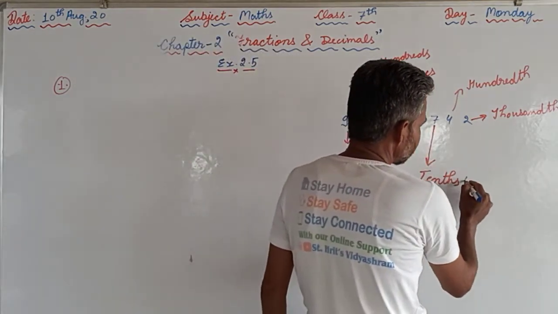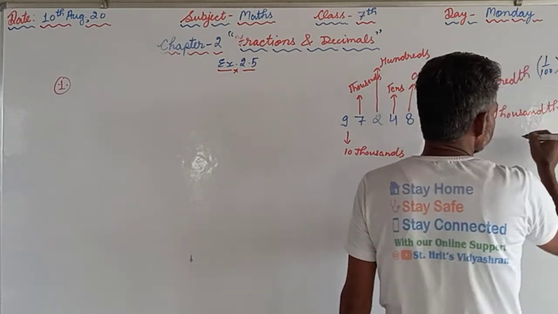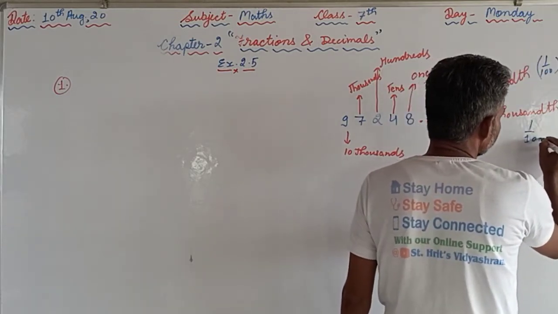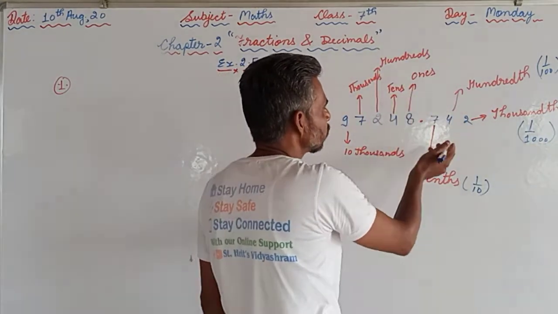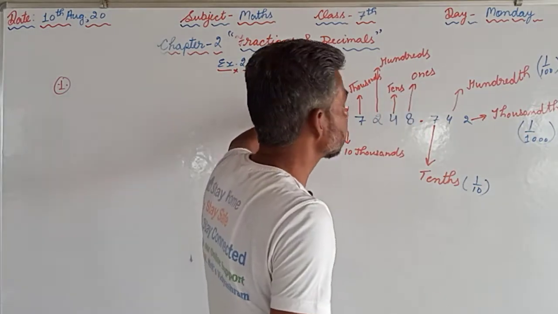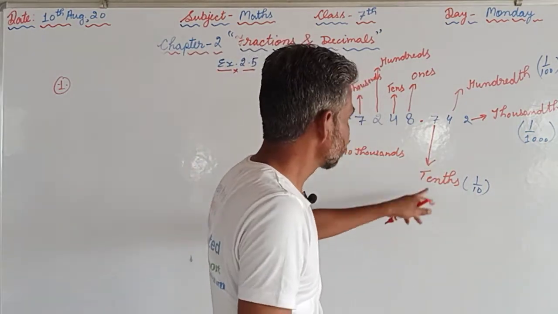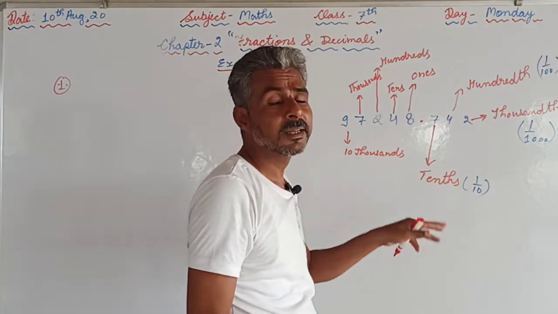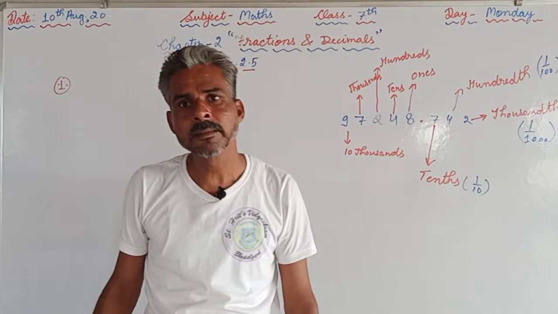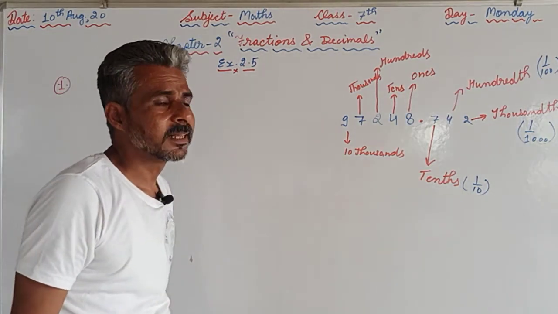Tenths means 1 upon 10, hundredth means 1 upon 100, thousandth means 1 upon 1000, like this. So ones means single digit, tens means into 10, hundreds means into 100, thousands means into 1000, 10,000 means into 10,000. At the same time we can say tenths means into 1 by 10, hundredth means into 1 by 100, thousandth means into 1 by 1000. So this is the basic knowledge for the decimal form.